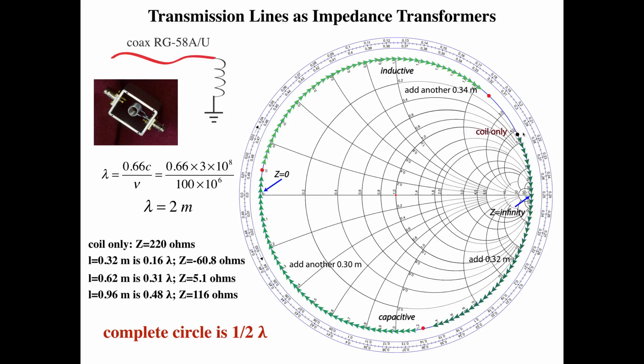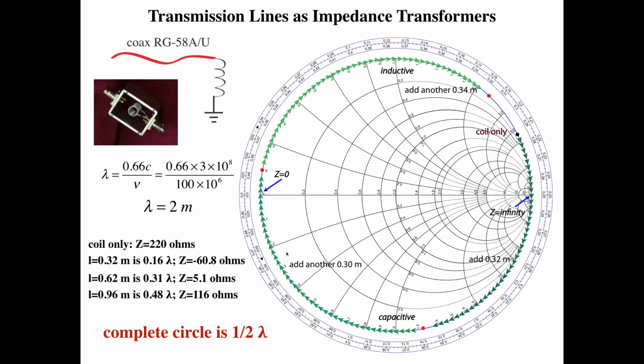Now let's go over here and look again. So here's our coil only. We get a number close to 0.21. And we added 0.16 lambda. So let's add 0.16 lambda. We get 0.37. Let's come around to 0.37. Well, geez, that number there, if you drop down, is very close to what the measured value was.